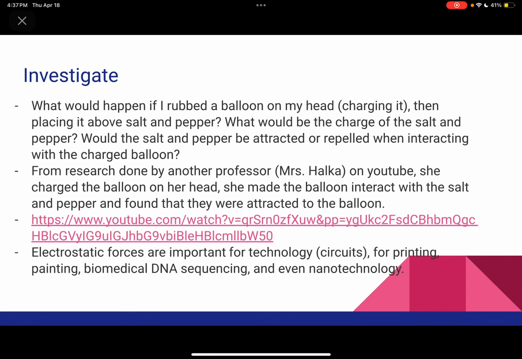To investigate this, I wanted to ask some questions. What would happen if I rubbed a balloon on my head and I charged it and placed it above salt and pepper, since they had two opposite charges? Would the salt and pepper be attracted or repelled? And how is this connected to everyday life?